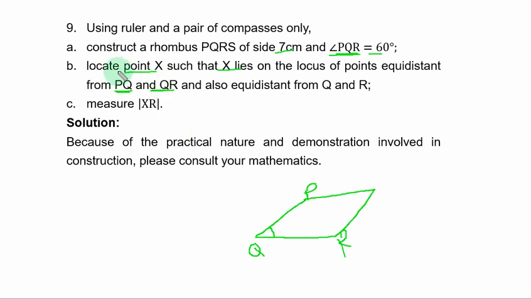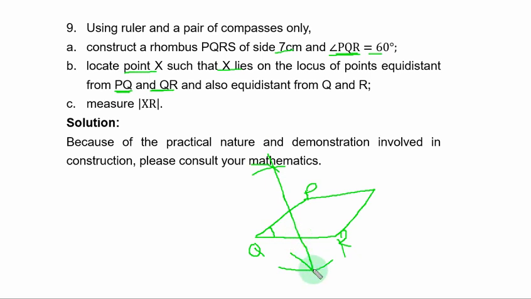Now you should locate point S such that S lies on the locus of points equidistant from PQ and QR. This is PQ, this is QR. So from this point, you draw one arc here and another arc here. Then you come to this point also, you draw another arc, and from the same point you draw another arc of equal distance. Then you join it together. It ought to be a straight line.